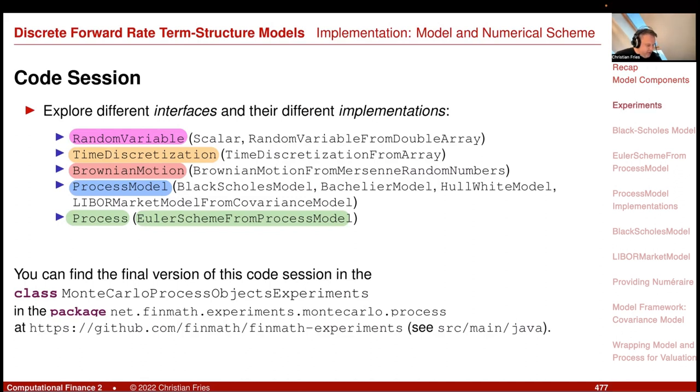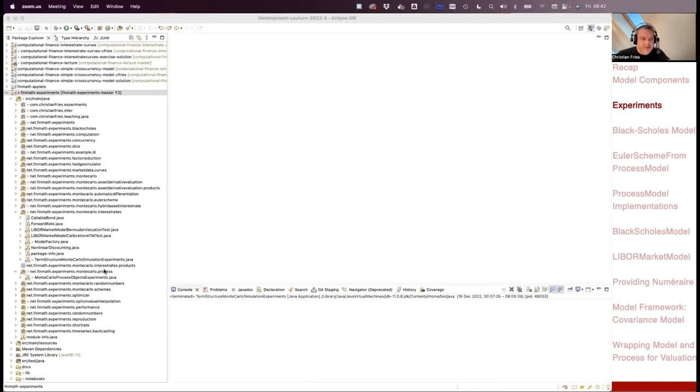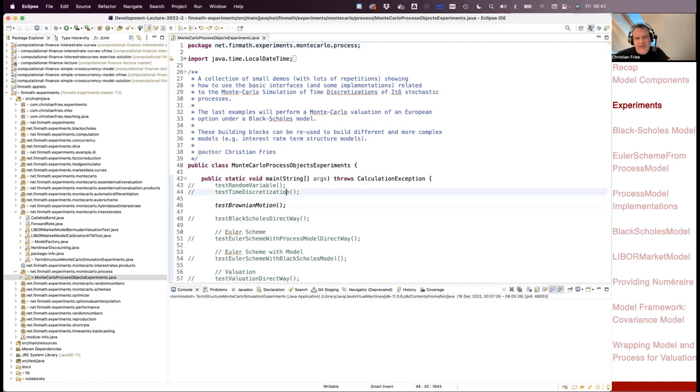And we have a small playground where you can find experiments on these parts, illustrating a little bit how they work together. In this playground, the illustration is just done considering the Black-Scholes model, so not our big model. And maybe we just have a short look into this again, and then focus on how we specify these parameters for our term structure model. So there are the Monte Carlo process objects experiments, experiments with objects related to that. And there are already some small experiments on the time discretization, the random variables, and the Brownian motion.